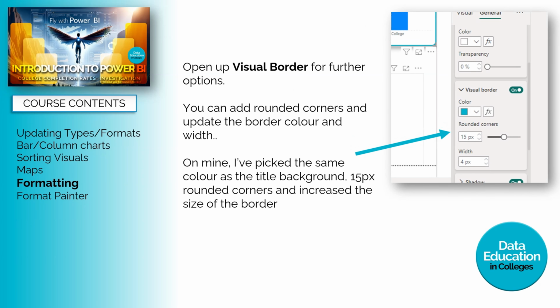While we're in border, open up further options. I've updated the colour of my border. I've added 15 pixels to make them rounded, and I made it a little bit wider. Have a little play within there and change a few options, see how it looks.